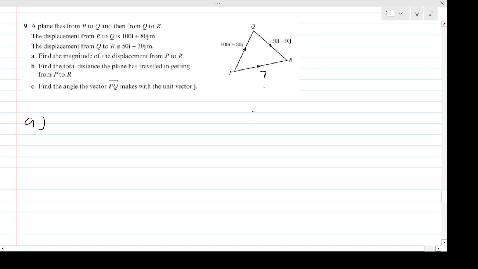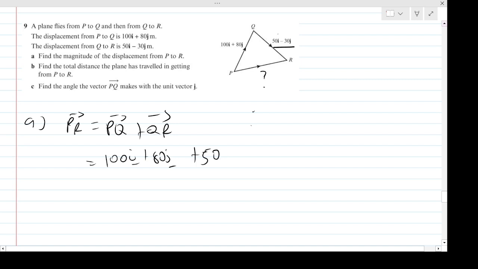We don't know anything, but what we do know is we can go across the triangle. We can go from P to Q, then Q to R. So from P to R, we could say it's P to Q and then Q to R, right? And we know what these two vectors are. PQ is 100i plus 80j, and then QR is 50i minus 30j. So if we just add these two vectors, well, 100i plus 50i is 150i, and then 80j minus 30j is 50j.